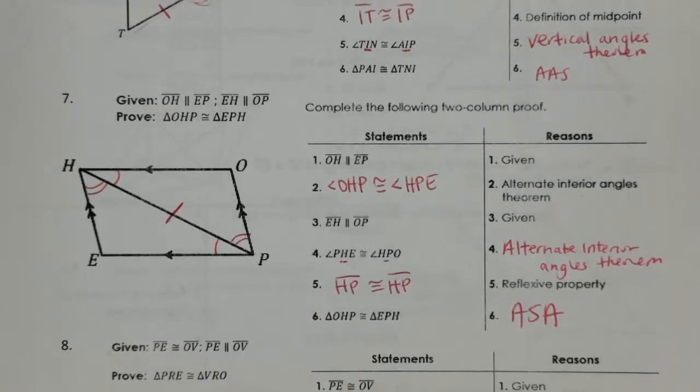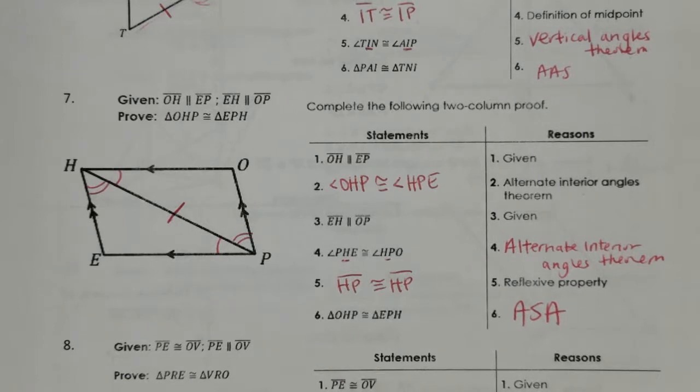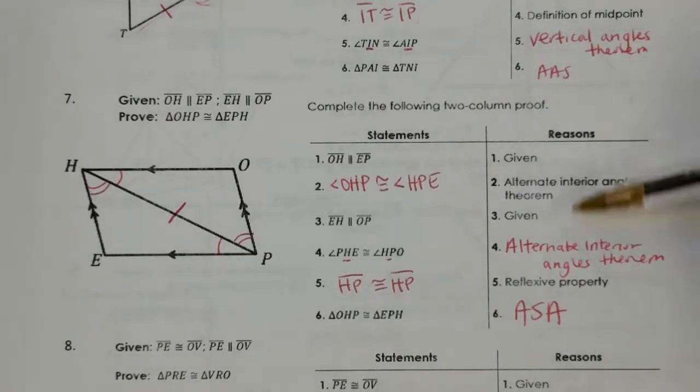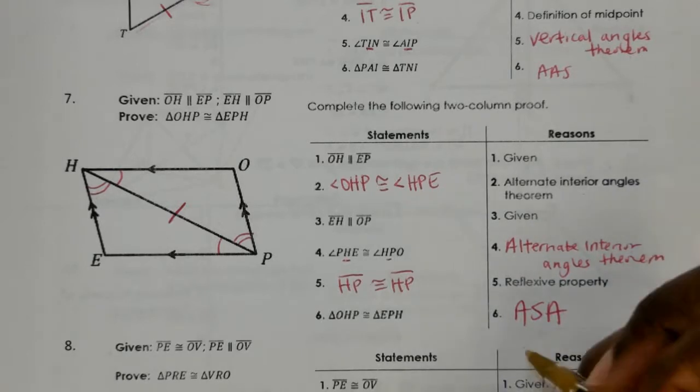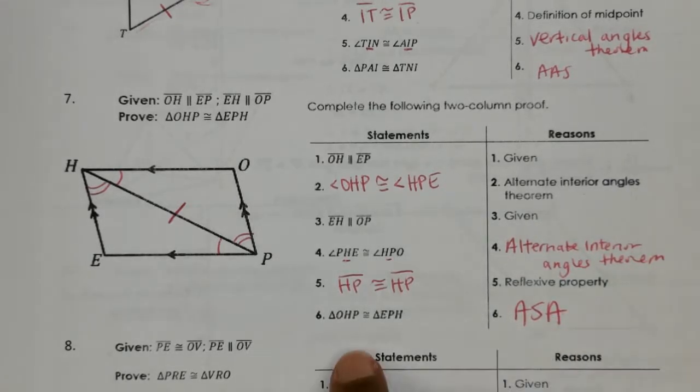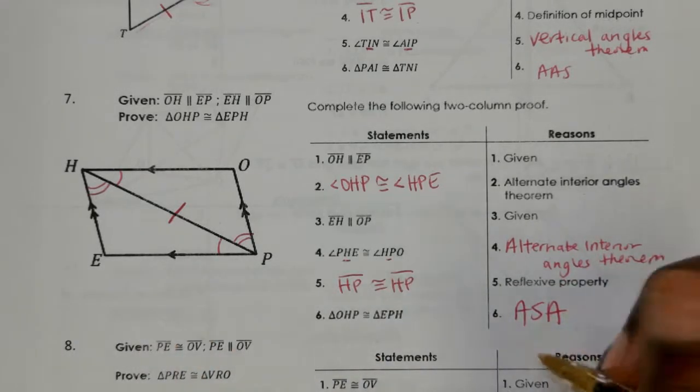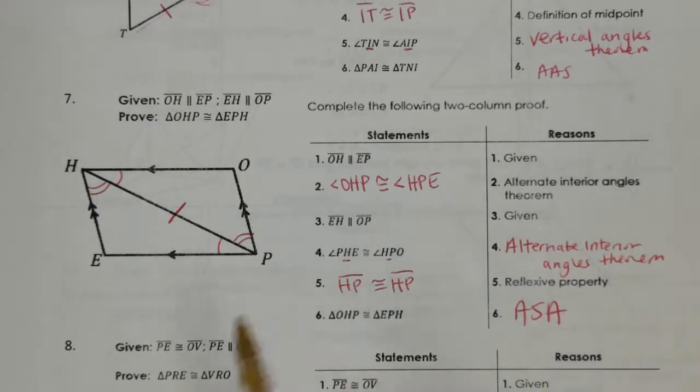And that's it for 7. Typically, when you have one of these, angle-side-angle, side-angle-side, side-side-side, angle-angle-side, HL, the next statement is going to be a corresponding part. So it's that CPCTC follows it. This one we didn't have to do it because we were just proving the triangles congruent.